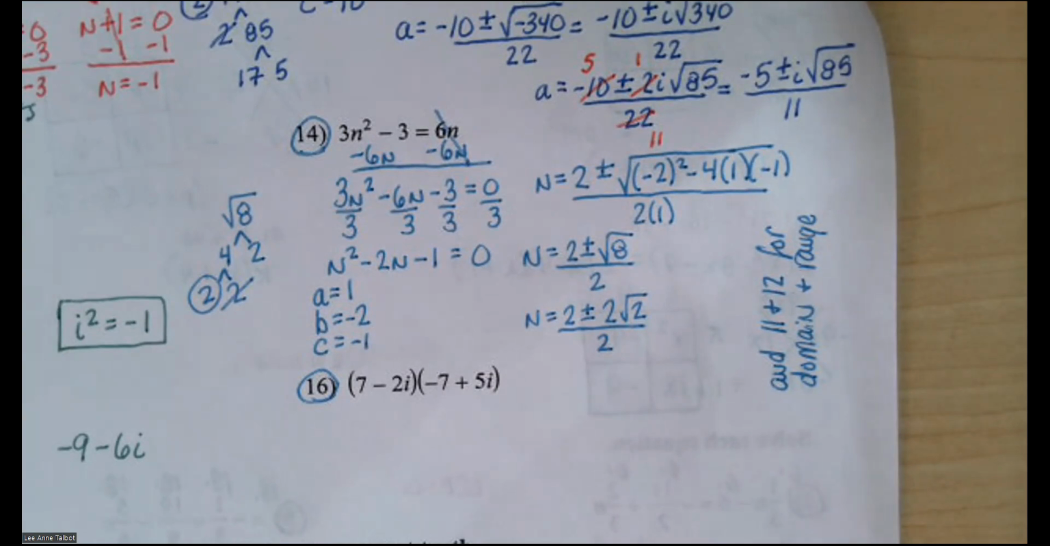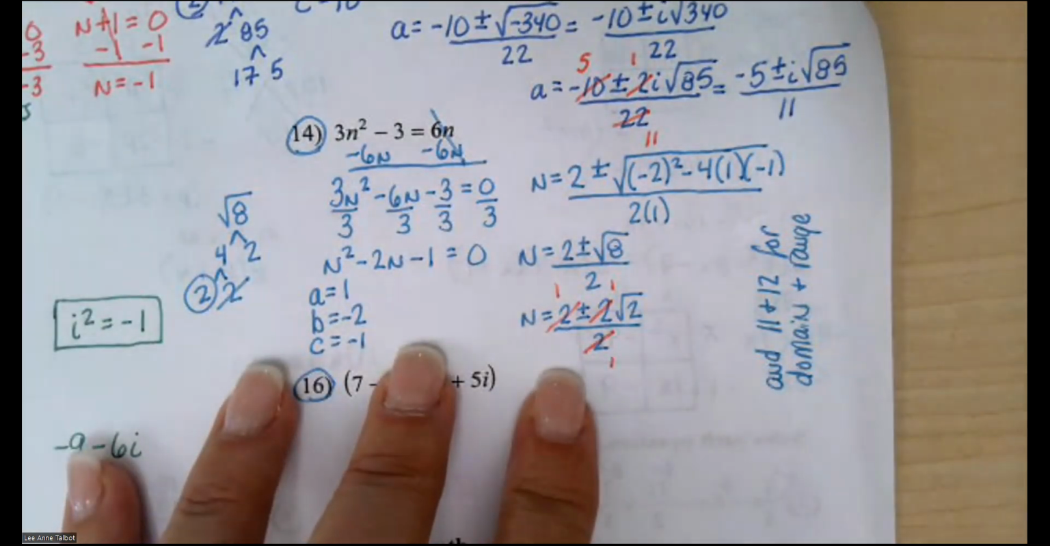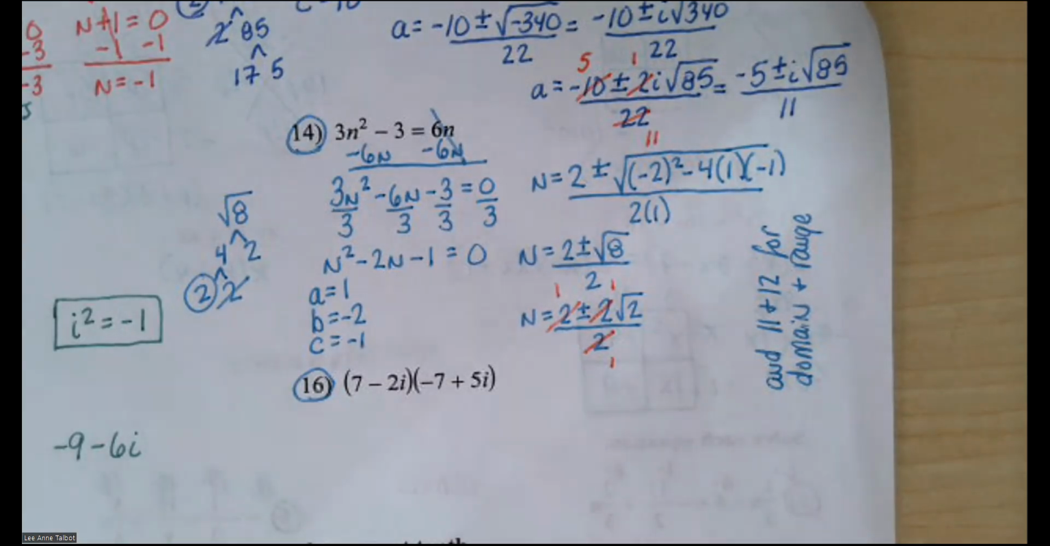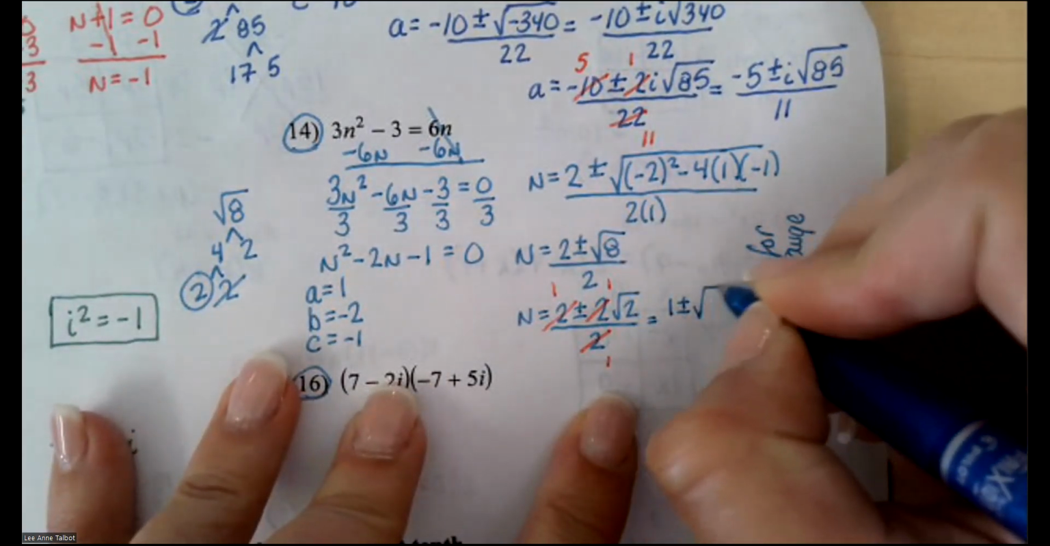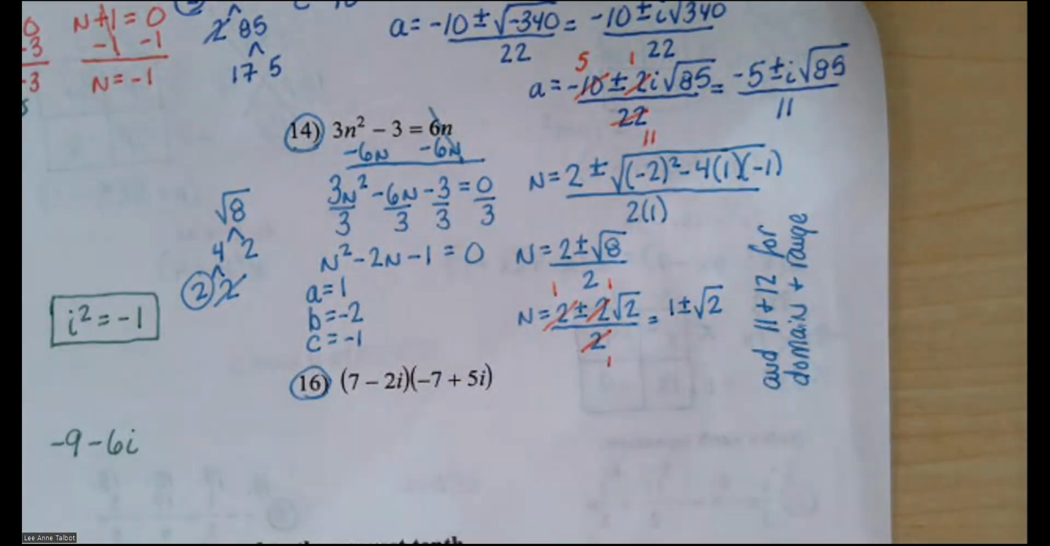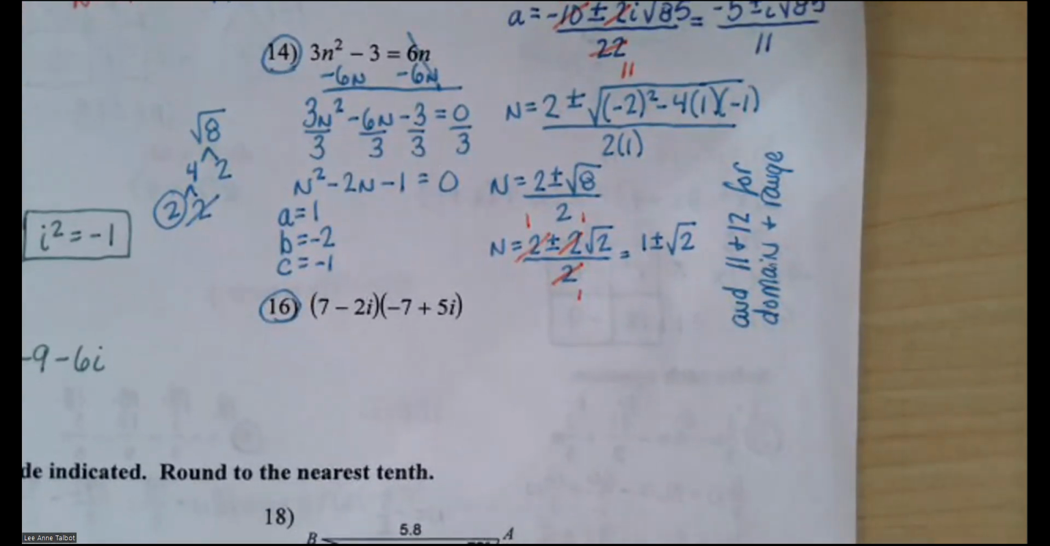All right, last step. Reduce. I like to reduce in a different color. Final answer, 1 plus or minus root 2. Anything about that one you want to say? It wasn't terrible. Didn't have an i in it. An 8 wasn't too bad.